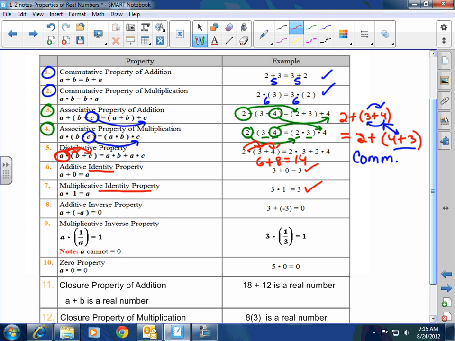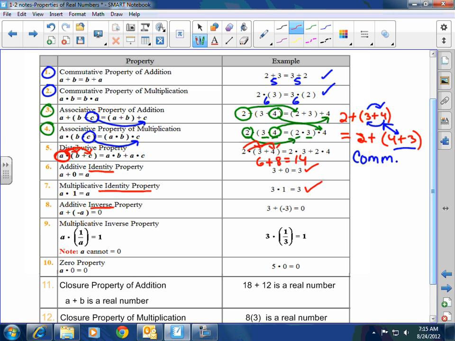The additive inverse property. Inverse, think of opposite, okay? In order for the additive inverse property to work, you have to add something to the original number that is going to cancel it out and make it 0.